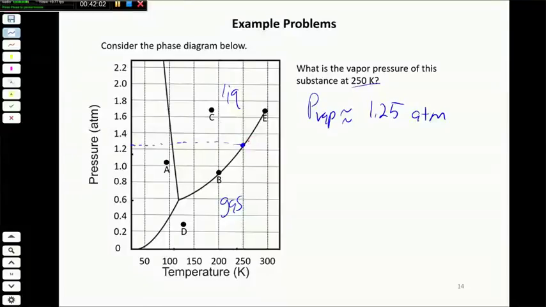So it works in both directions, but we can read vapor pressure off by figuring out what the temperature is and figuring out where that temperature crosses the liquid-gas line. The pressure that corresponds to that would be the vapor pressure of that substance at that temperature. All right, so that takes us to the very end. Any last questions on phase diagrams?